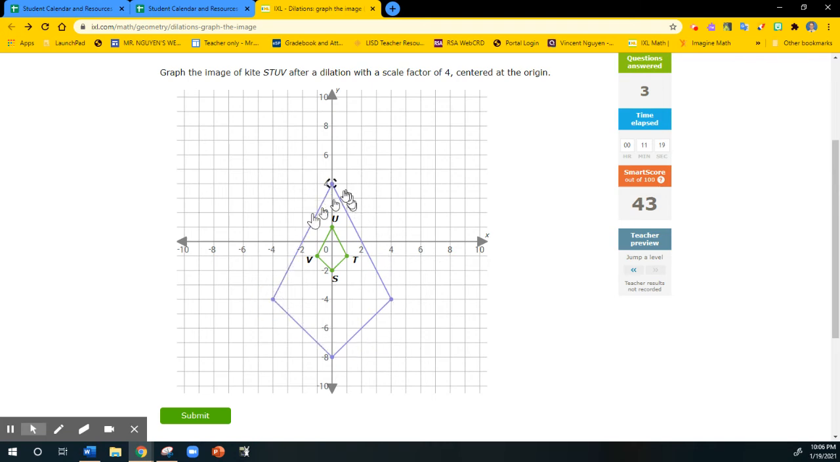So the shape should be the same. It's just the size that is different. So this is called a non-isometric transformation. Okay, submit.